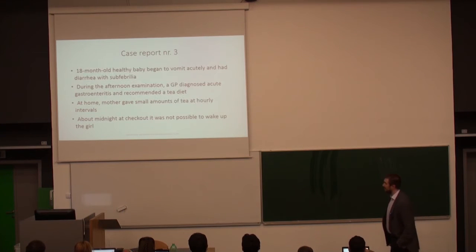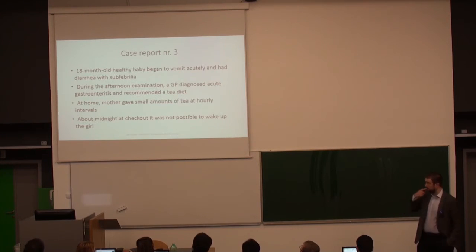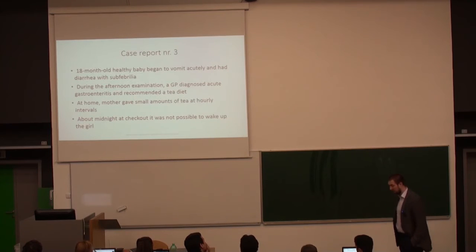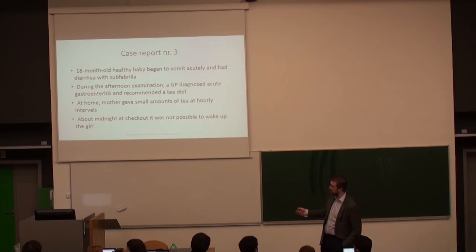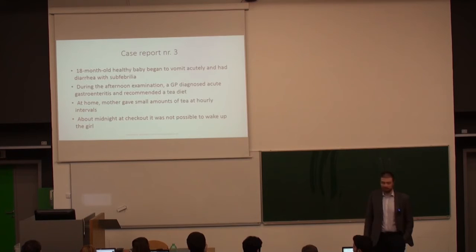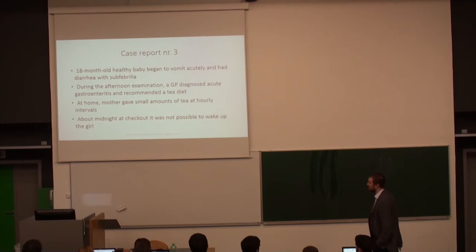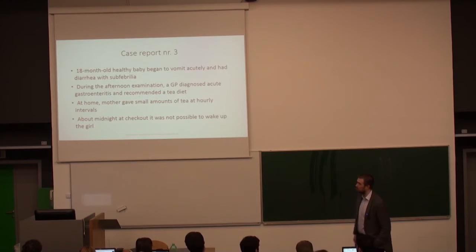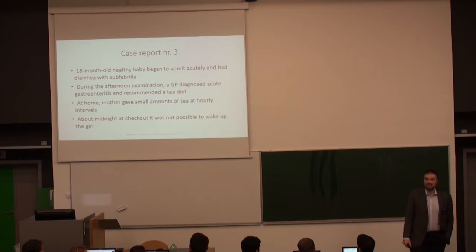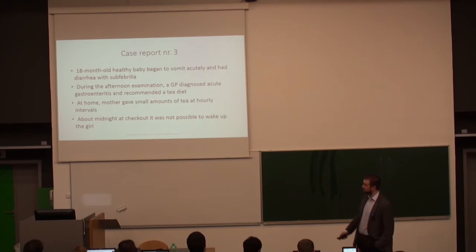She was healthy, and then she began to vomit and had diarrhea and a fever. When her mother took her to the GP, she was diagnosed with some gastroenteritis and was recommended a tea diet. According to this recommendation, the mother gave the small girl small amounts of tea at hourly intervals, and then when she tried to wake her at midnight, she was not successful, since the baby did not react.